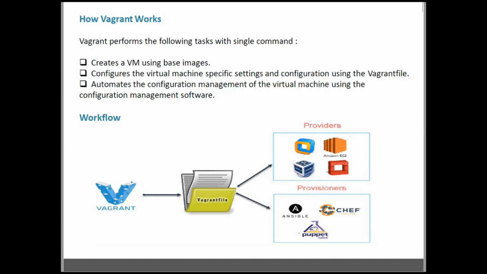I will discuss the workflow. With workflow understanding, you will automatically get how Vagrant works. So this is our Vagrant machine, for example. It is pointing to the Vagrantfile. The Vagrantfile is basically the file that has all the configuration, and that Vagrantfile controls the provider. A provider can be VMware, Amazon EC2, VirtualBox, or OpenStack.